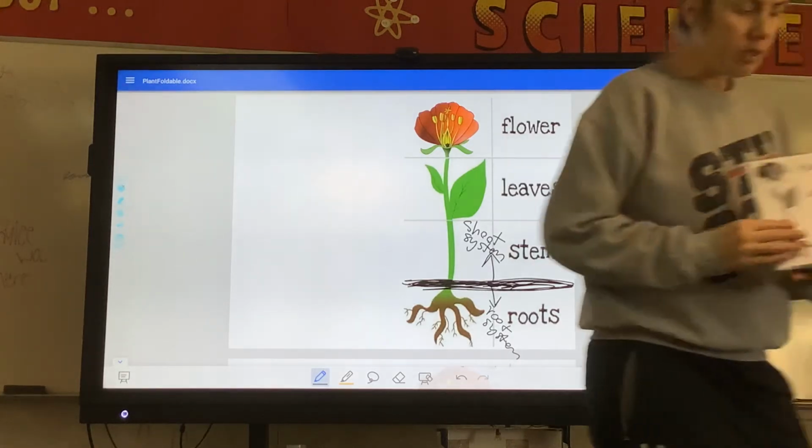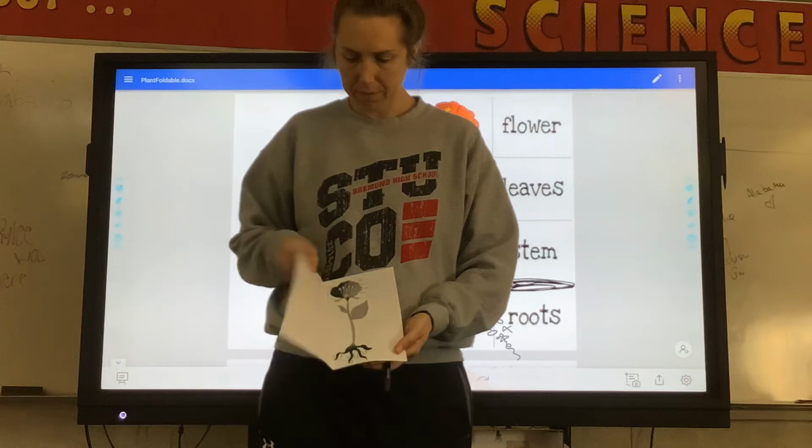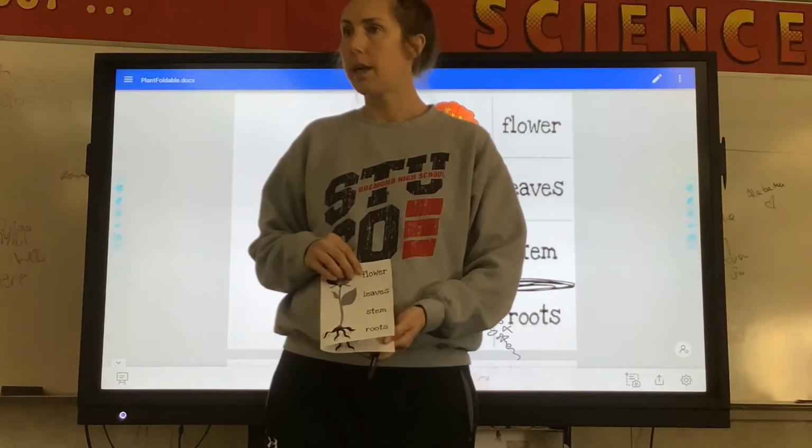It will open up like a book. So, are we supposed to fold it in half like this? Yes. Okay.